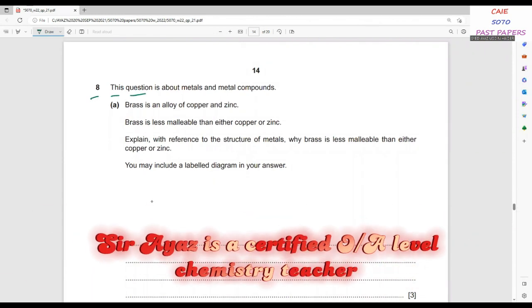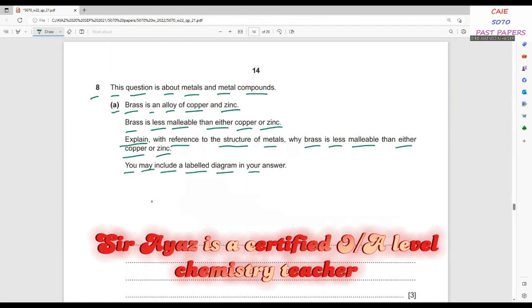Eight. This question is about metals and metal compounds. A. Brass is an alloy of copper and zinc. Brass is less malleable than either copper or zinc. Explain with reference to the structure of metals why brass is less malleable than either copper or zinc. You may include a labeled diagram in your answer.